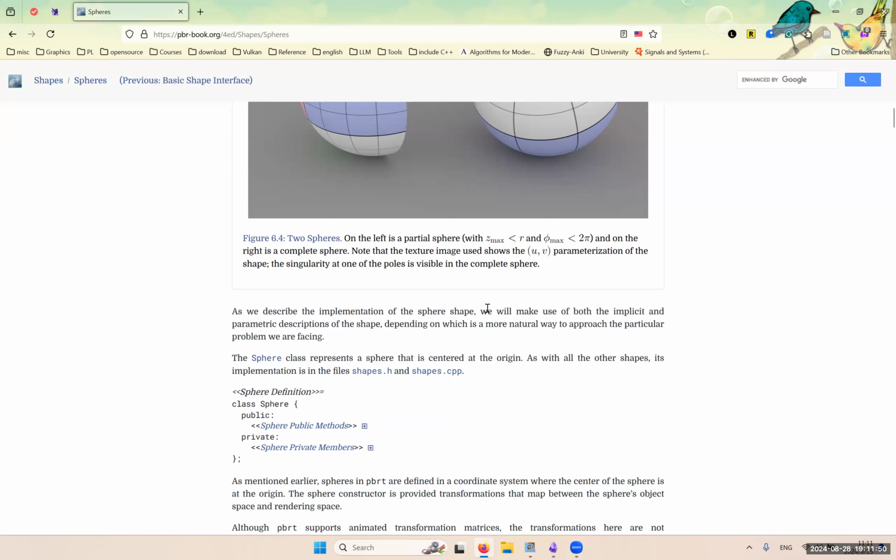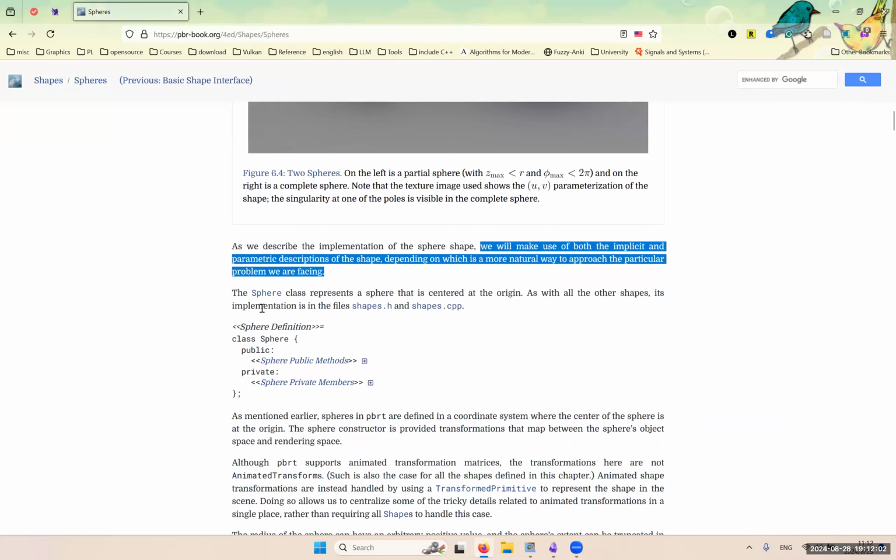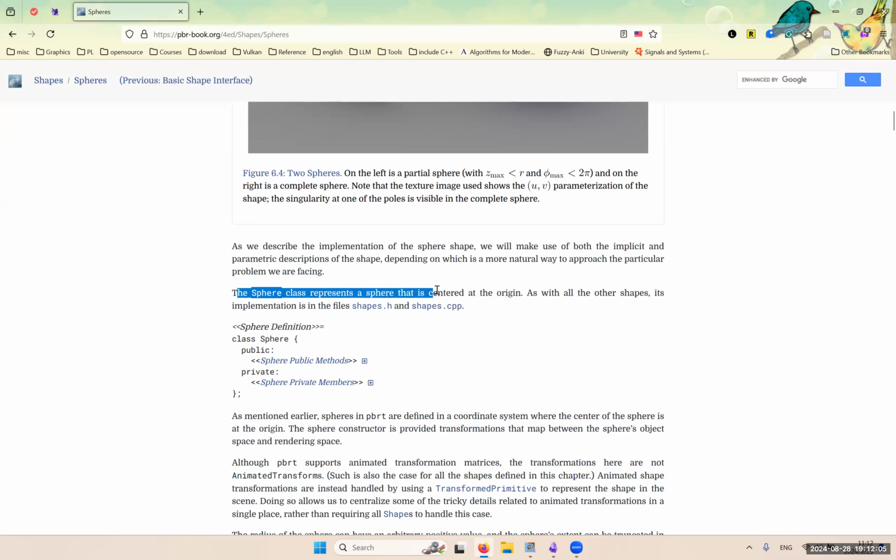We use both implicit and parametric descriptions of the sphere, depending on which is the most natural way to solve a problem. The sphere class represents a sphere that is centered at the origin, so they don't need to specify a point this way, but just a transformation.